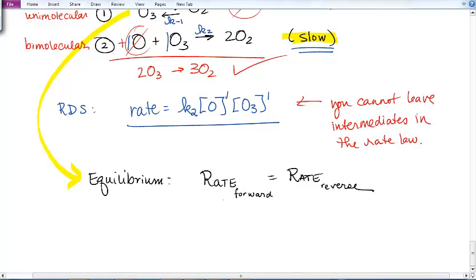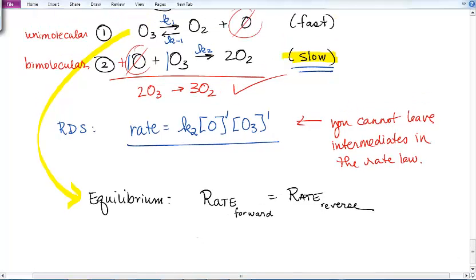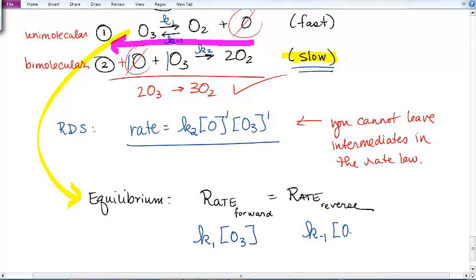So the rate law for the forward reaction is going to be K1 times the concentration of ozone. Rate equals K1 times the concentration of ozone. For the reverse reaction, it's going to be K minus 1, so now I'm looking as though it were going in this direction. It's going to be K minus 1 times the concentration of O2 times the concentration of free radical oxygen. That's what its rate law would be. And because those two rates are equal, I can set those equal to each other.